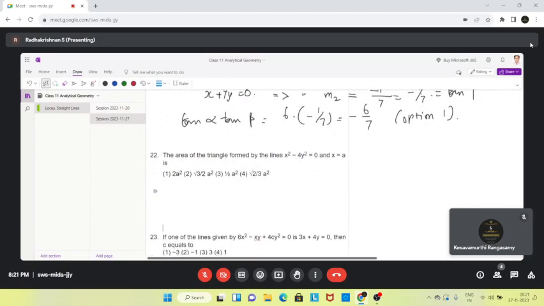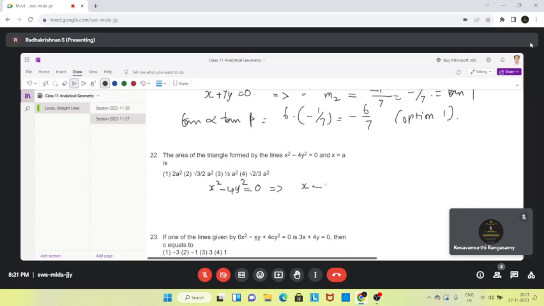Now the area of the triangle formed by the lines x square minus 4y square equal to 0 and x equal to a. For forming a triangle, we need 3 lines, right? So x square minus 4y square equal to 0 gives 2 lines. What are they? This is a square minus b square equal to 0, which is a plus b into a minus b. We can factorize like that.